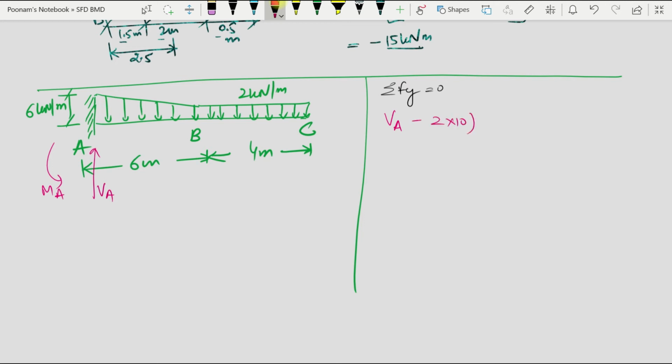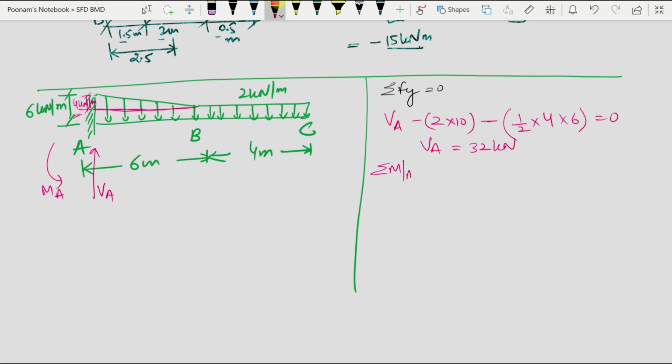2 into 10. Now 2 intensity is acting on the whole span like this, and if I find out the difference here, it is 4 kilonewton per meter. So 2 is acting on the whole span, and for the remaining span we have a triangular loading with one side equal to 4 kilonewton per meter. So it will be 1 by 2 into 4, the area of the triangle, into 6 equal to 0. So V will be equal to 32 kilonewton.